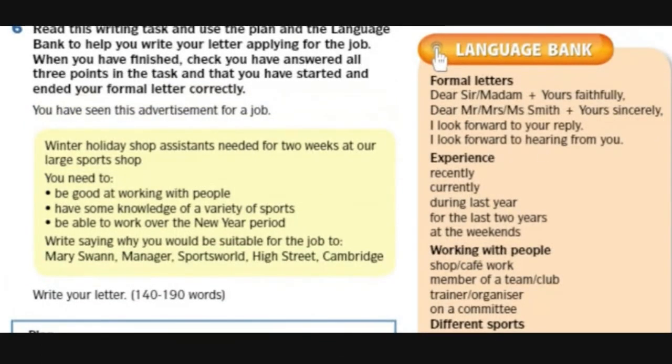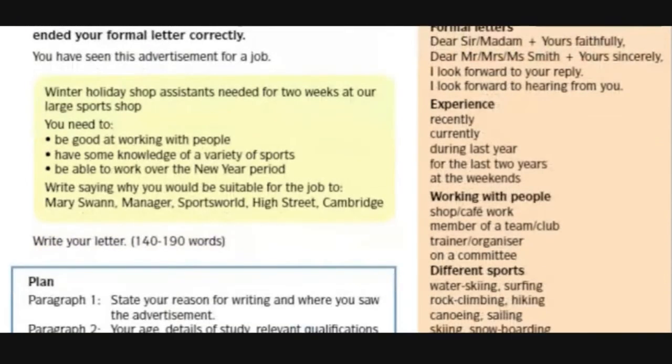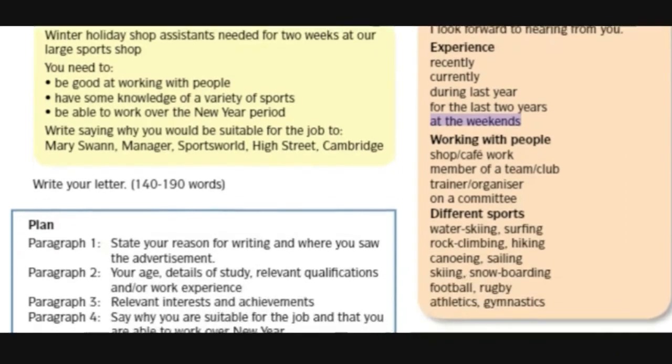The first part, these are the phrases that you need to write a formal letter. Okay. Talking about experience, you can use these phrases: recently, currently. Currently means now. Recently means like kebelakangan ini. Or you can say during last year or for the last 2 years or at the weekends, or you can say during the last holidays. And also this is to show the time when you have this working experience.